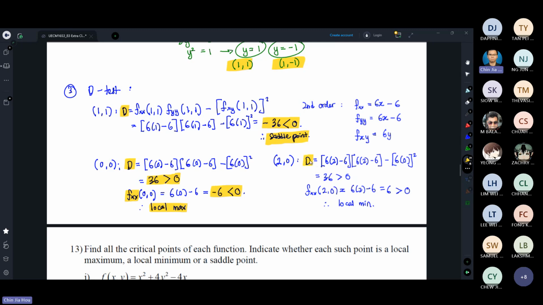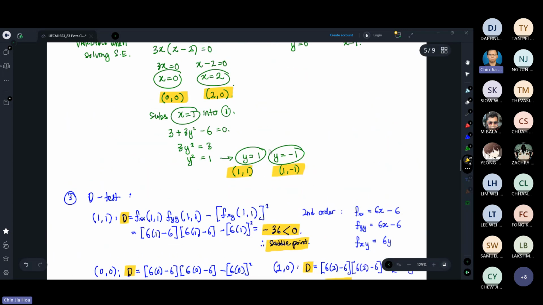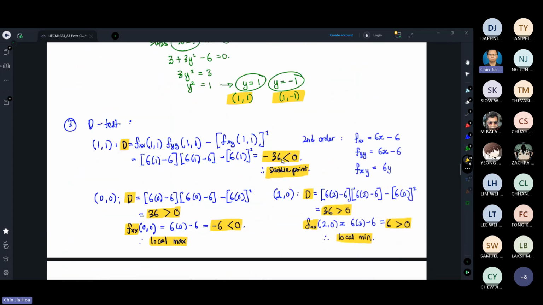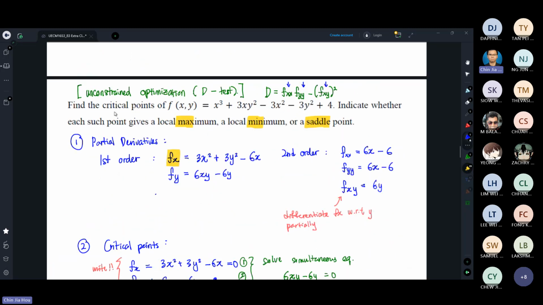You see here, calculate the D, get more than 0. Calculate the fxx, get more than 0, local min. So this example itself already shows you the possibility of getting saddle point, local max, or local min. Also, it has quite a challenging simultaneous equation solving. So I would say this question is a very good practice for you to actually master this kind of unconstrained optimization.